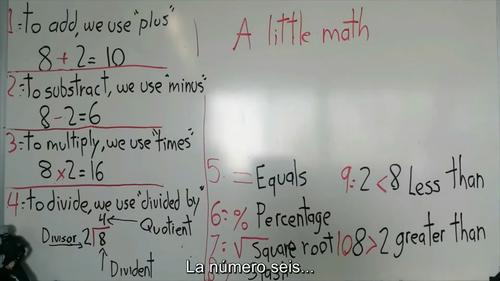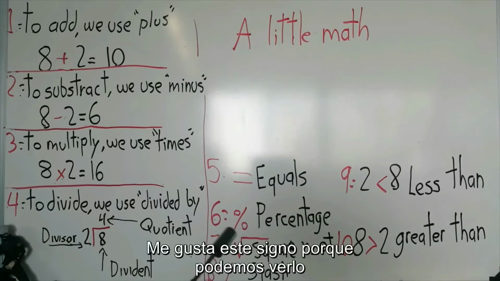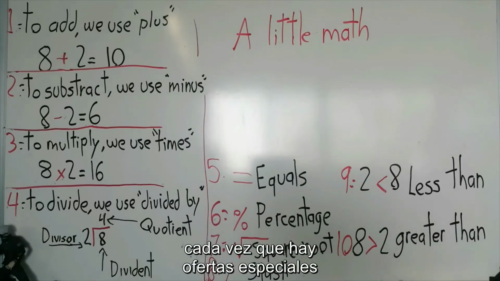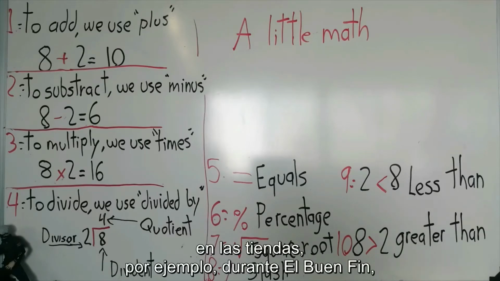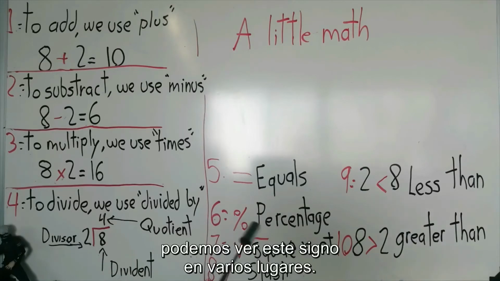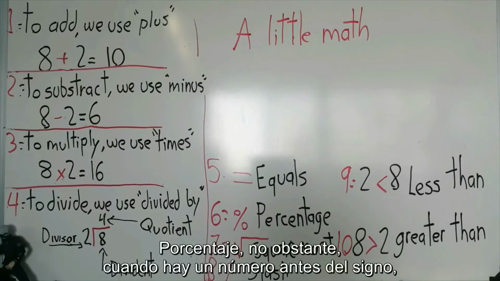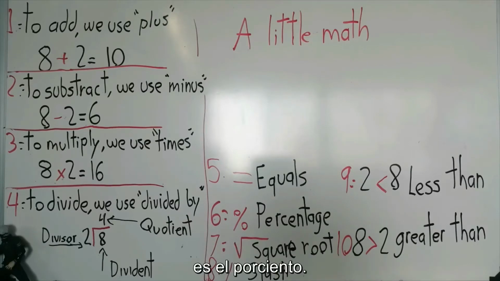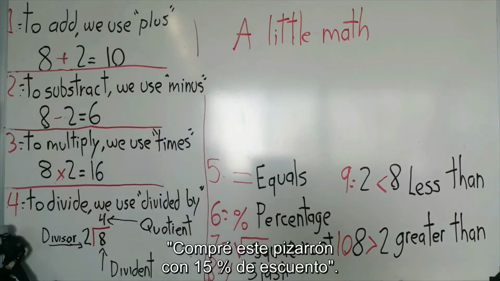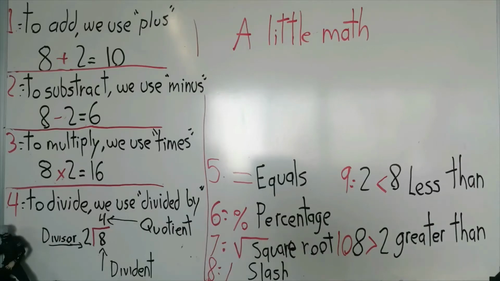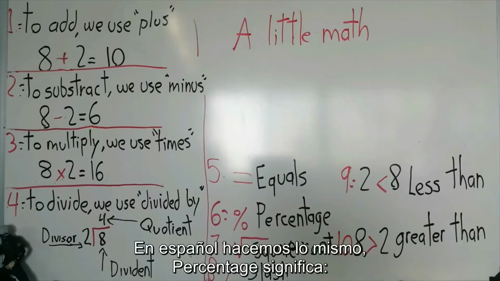Number 6, I like this sign because we can see it every time there are special offers in stores. For example, during El Buen Fin, we saw this sign in a lot of places, right? Because that means percentage. However, when we place another number before, is the percent. For example, I bought this board with a 50% off, con 15% de descuento. In Spanish we do the same.